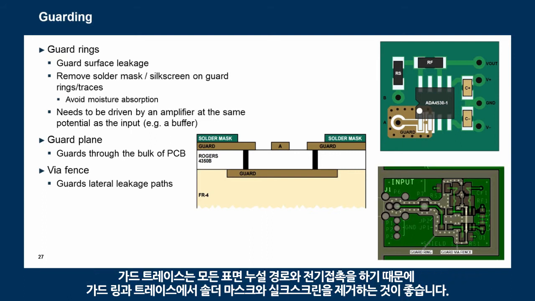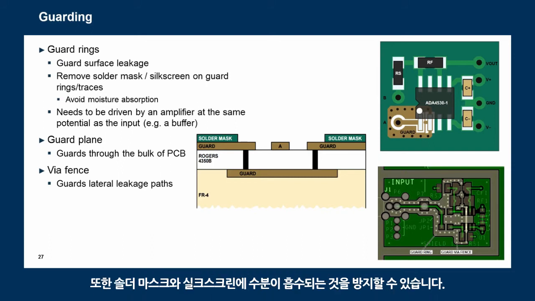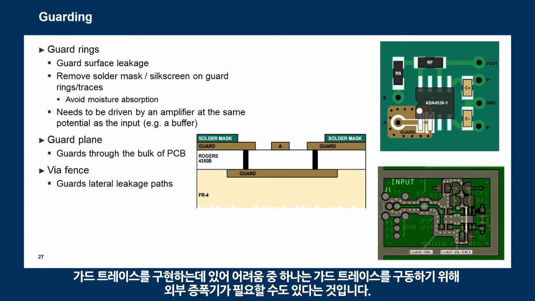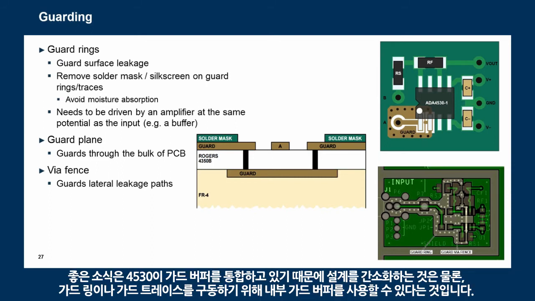And we would suggest you remove solder mask and silk screen on your guard rings and traces, because this ensures that the guard traces make electrical contact with any surface leakage path. And also we want to avoid moisture absorption by the solder mask or the silk screen. One of the difficulties of implementing guard traces is that you might actually need an external amplifier to drive the guard traces. The good news is, the 4530 has an integrated guard buffer, so that simplifies the design, and you can use the internal guard buffer to drive your guard rings or guard traces.